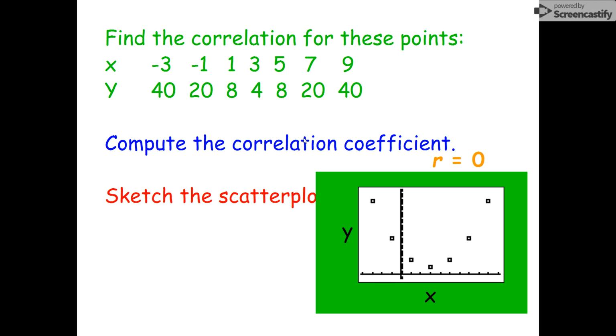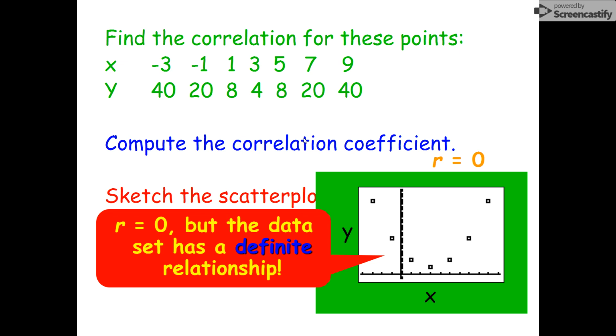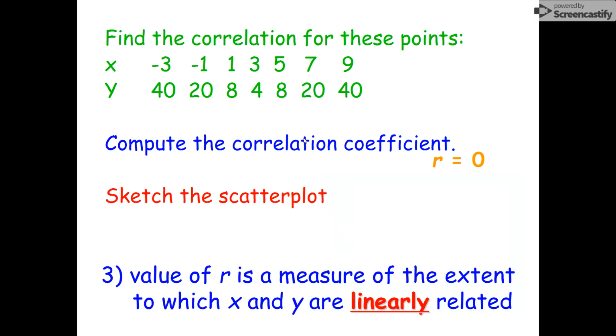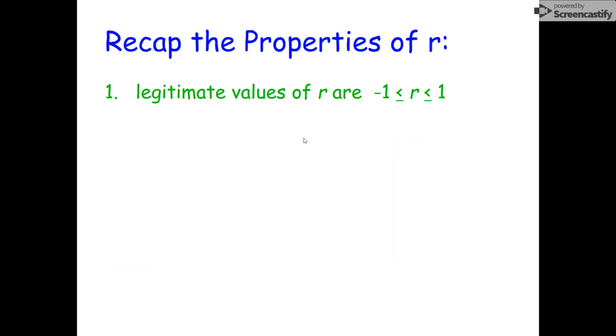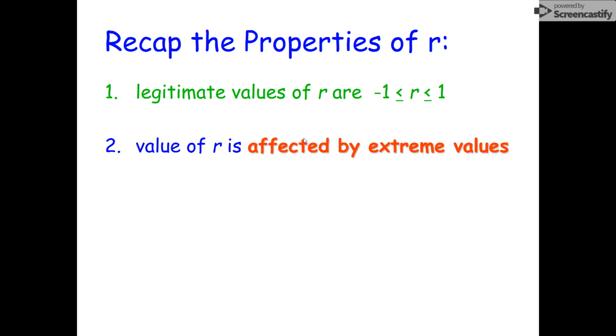So let's go ahead and sum up all these properties for the correlation coefficient on page 3 in your packet. So on page 3 in your packet, we are going to look at all 3 of these properties that I just talked about. So the first one, legitimate values. You have to have between -1 to 1. Number 2, the value of the correlation coefficient is affected by extreme values. And we'll talk about different extreme values that we can have, such as outliers or influential points. So we'll talk about those in this unit.